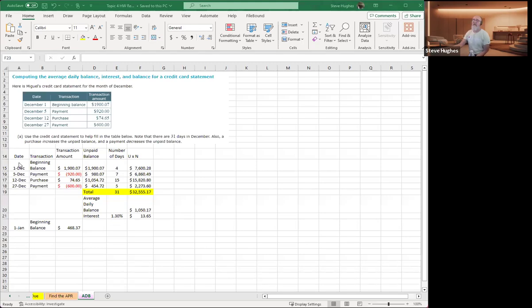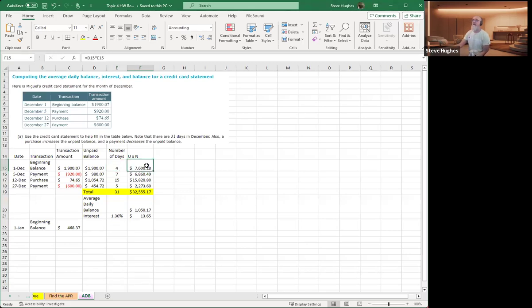Everybody, I just duplicated this chart from the homework and set it up right here at the beginning balance, December 1st. Then my entry of $1,900.07. The unpaid balance is the ending balance from the previous month. Now, where did the 4 days come from? The 4 days came from December 1 to December 5. You don't count December 5, so it's just 1 through 4. So it's 5 minus 1 is 4.